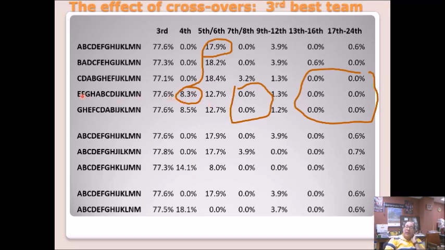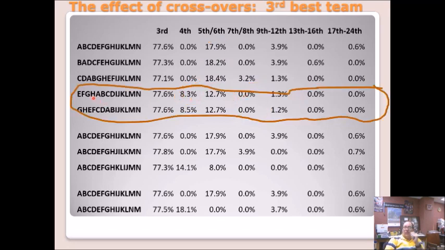So by making this type of change, we've moved the third best team into 3rd and 4th place more so. So we increase the amount in 3rd and 4th place. There's still quite a bit in 5th and 6th, but we can handle that. It's still much better, with not as much in 5th or 6th and more moved into 4th. So that's much better. Just for comparison, notice it doesn't matter if we do EFGH or if we do GHEF. We get pretty much the same effect.